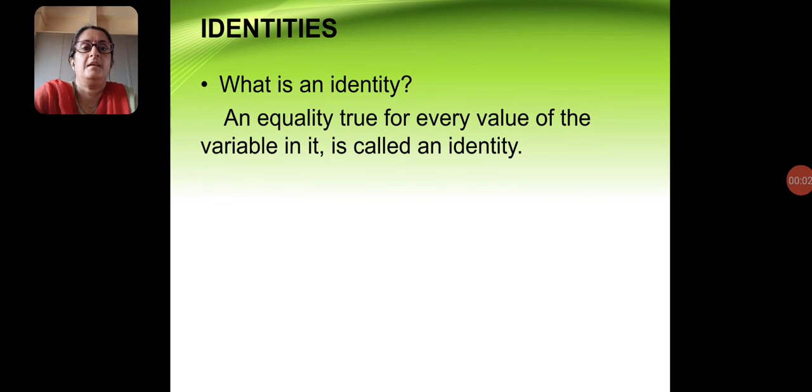Hello children, today we are going to do the next two exercises of algebraic identities and expressions. Now children, what is an identity? An equality true for every value of the variable in it is called an identity. There are some ready identities to use to do the multiplication of multinomials. Using them we are going to do the next multiplications.